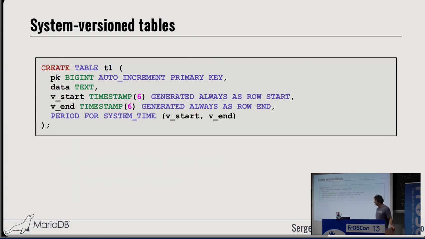Then you need to create a period for system time with those two column names. Column names could be arbitrary. And after that, you need to specify with system versioning. And this will be the standard system versioned table.